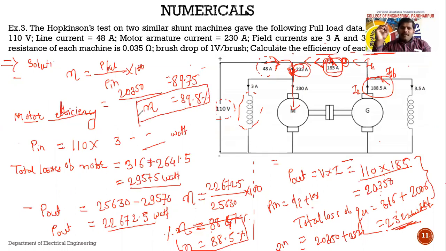Okay, see the problem, it is very easy but just lengthy, that means long process is there. If we go step by step, then it is very easy. First of all, calculate the losses of each and every machine, that is copper losses. After calculating copper losses, calculate the constant losses of the motor generator set. After that, calculate the constant losses of each machine, and after that calculate the efficiency of each machine. So just understand the procedure. After that it is very easy to solve.